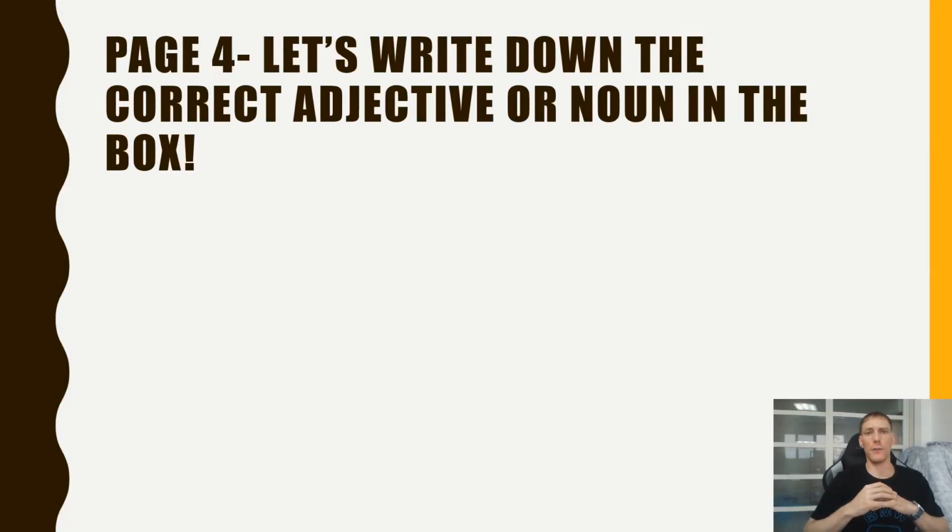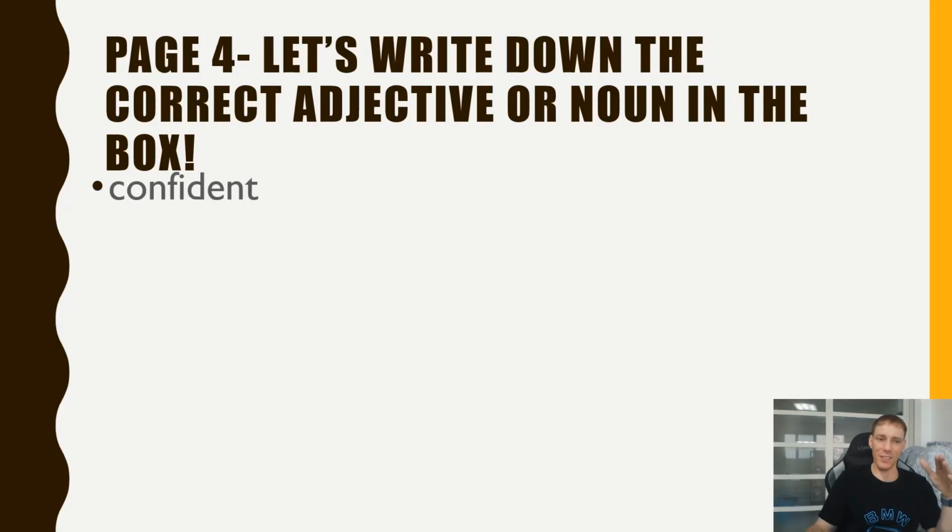The next one is for. So write down the correct adjective or noun in the box. We did this already. So if you remember, they said ambitious was the adjective. The noun was ambition. So that's right. Now we have all of them, like confident and confidence. These are all that we've done before.